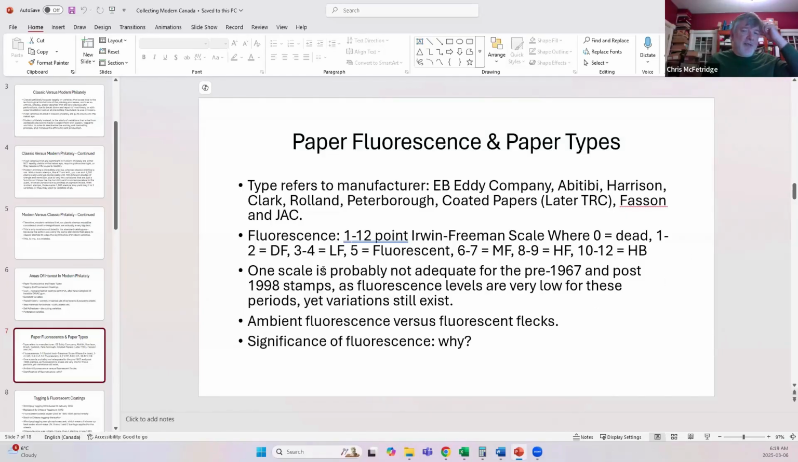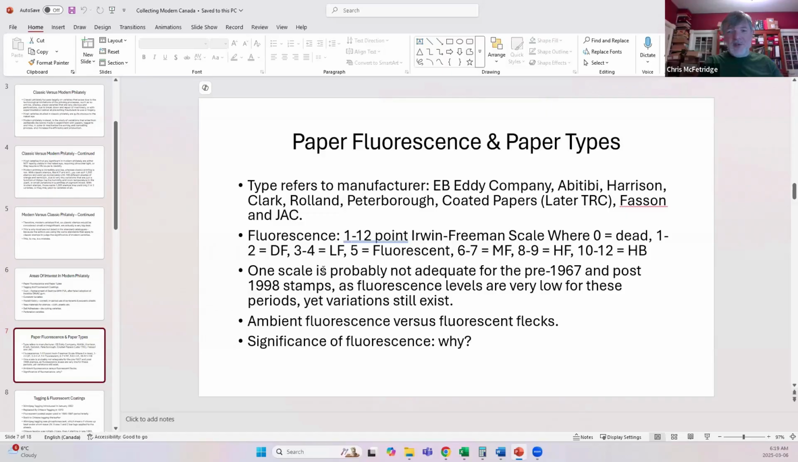So the fluorescence, the leading specialists in this area in the 1960s came up with a 12-point scale, where 0 is dead under long wave ultraviolet light, reflecting no light at all, and 12 is the brightest high bright. And so it goes from 0, 1 to 2 being dull, 3 to 4 being low fluorescent, 5 being fluorescent, just in the middle, 6 to 7 being medium, 8 to 9 being high, and 10 through 12 being high bright.